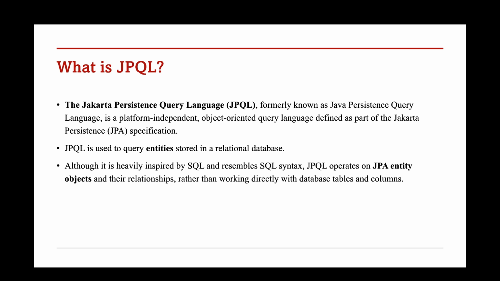JPQL is used to query entities stored in a relational database. Although it's heavily inspired by SQL and resembles SQL syntax, JPQL operates on JPA entity objects and their relationships rather than working directly with database tables and columns. It borrows all the familiar SQL keywords: select, from, where, join. You're no longer talking to tables and columns. Instead, you write your queries against your Java entity classes and their relationships, giving you a type-safe, object-oriented way to fetch data.